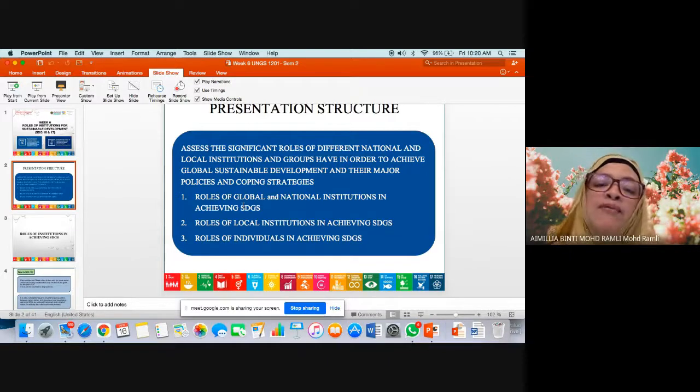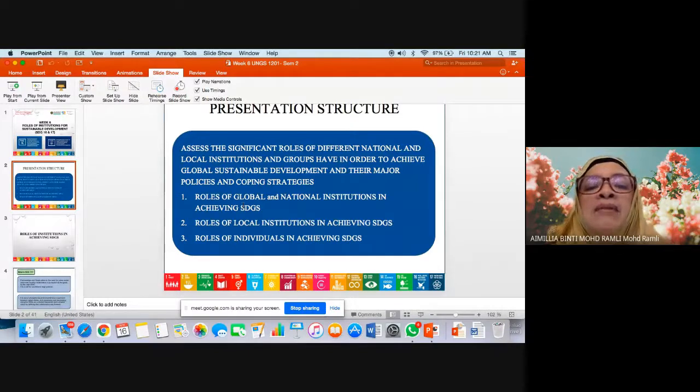So if you are from a different country, your country will have a different national institution or many different national institutions that will try to achieve SDG goals, because this is mandatory, this is compulsory actually for every country that has signed the UN conventions. Every country should have their own national institutions that will work to achieve SDG goals.